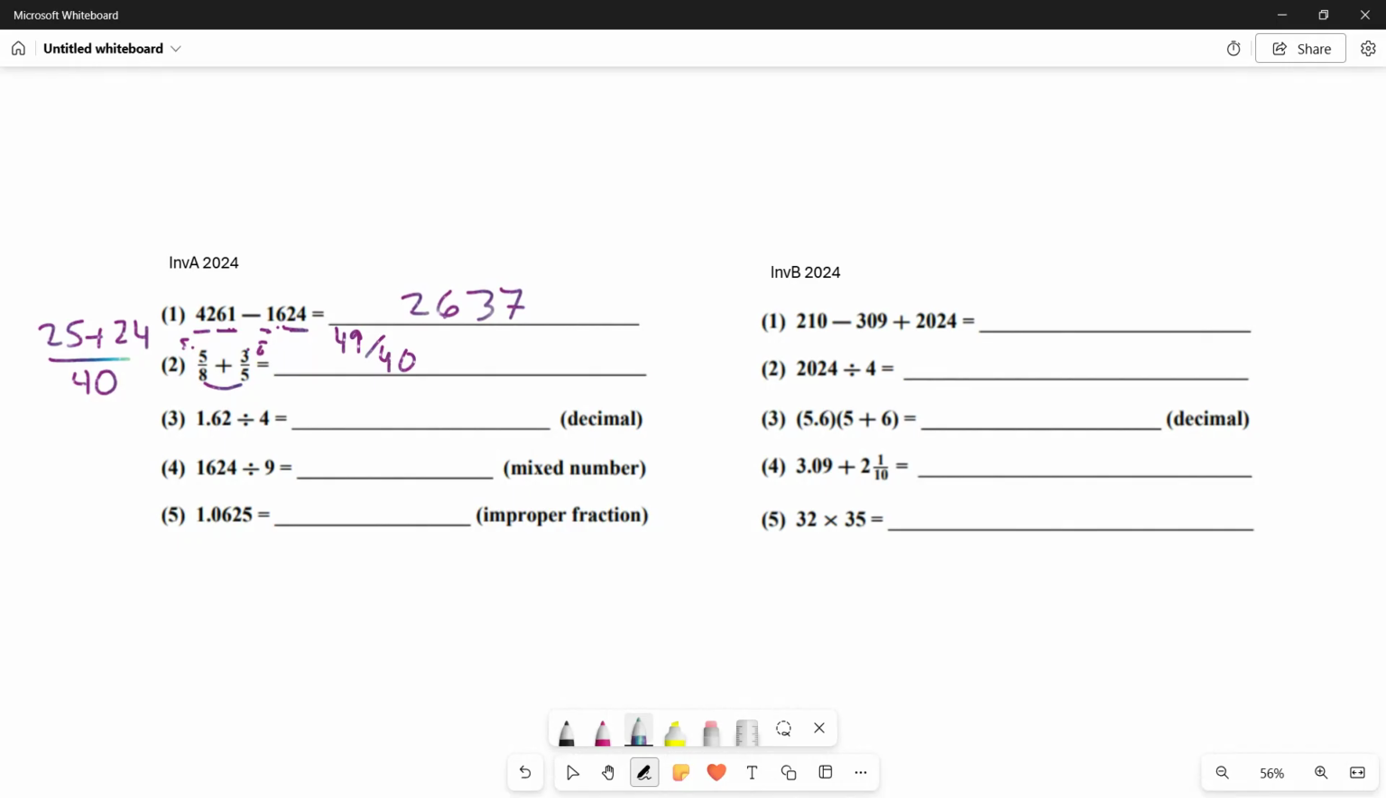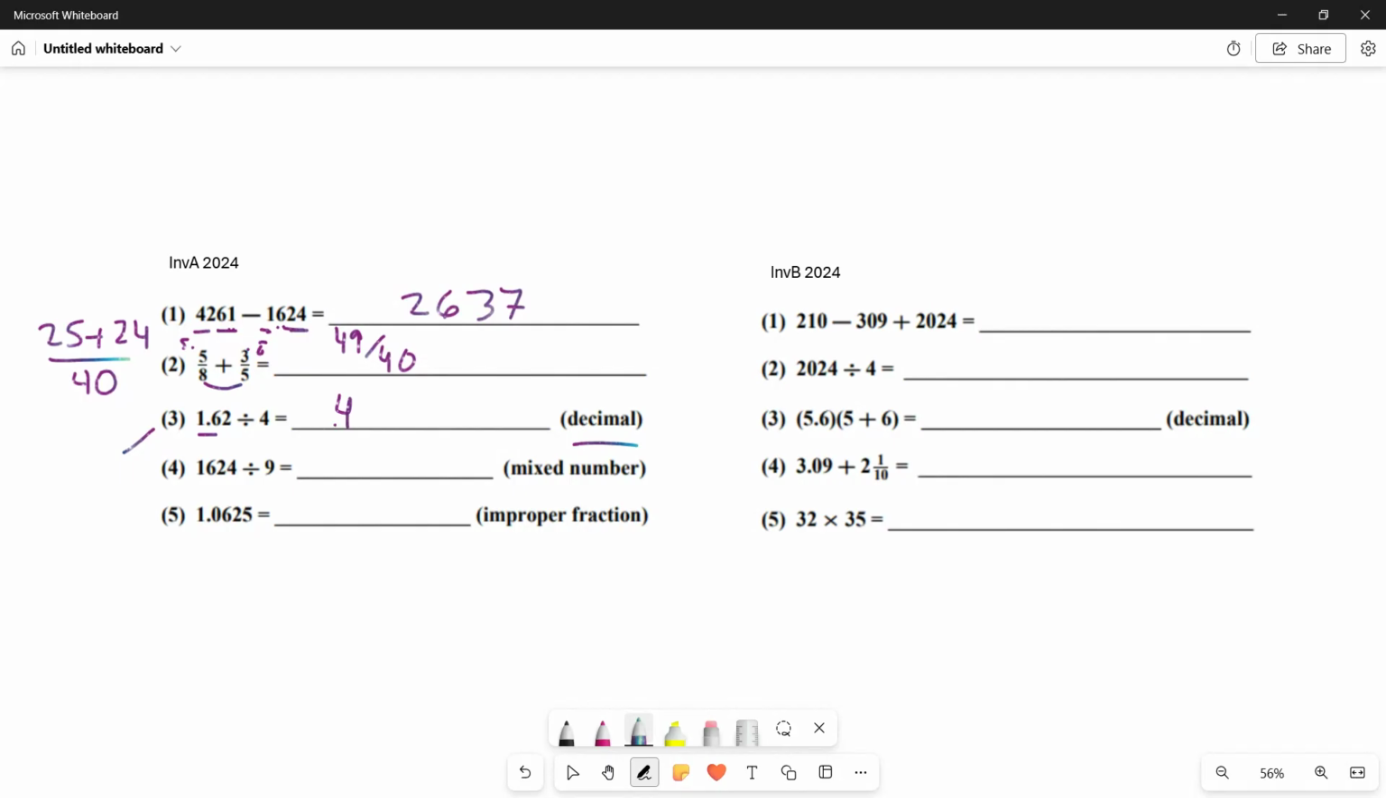Okay. Number 3 is just basic division. And I'll tell you where kids mess up on this one. You know 16 divided by 4 is going to be 4. Make sure you put the decimal place there. So this is easy because there's only one decimal place. So I know it's going to be 0.4 something. My answer should be a decimal.